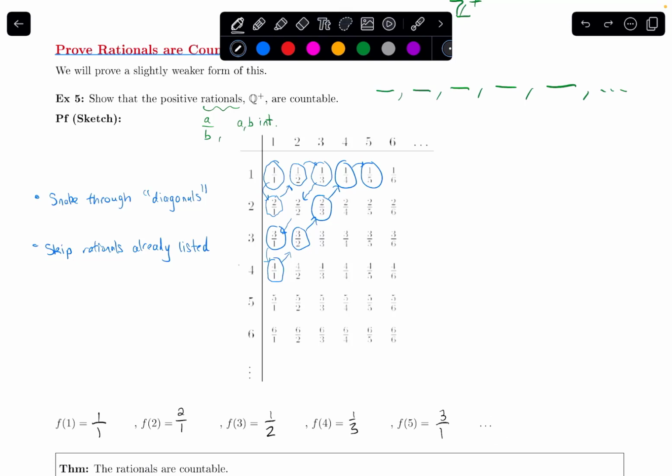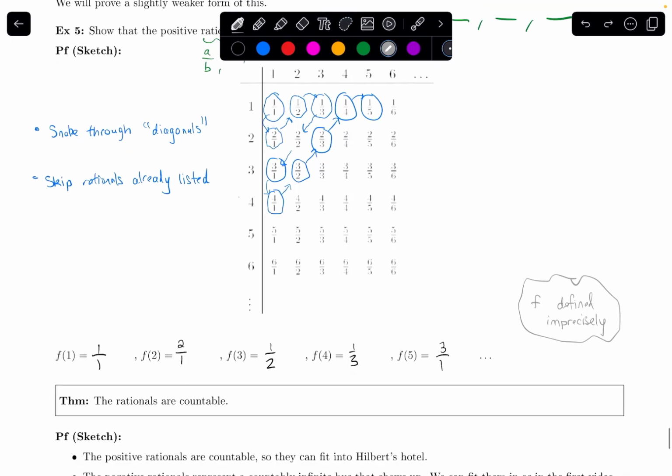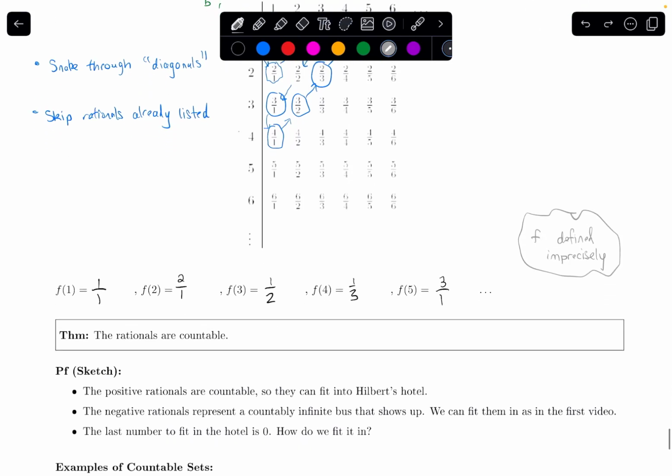And this gives a sketch of why the positive rationals are countable, why I can list them. This is not a formal proof because my function f, my bijection, is defined rather imprecisely. But nonetheless, I think this sketch gives us a good visual sense of why these are countable. Okay, so it turns out that if we look at all the rationals, they are countable, and I'll sketch a proof of why that is.